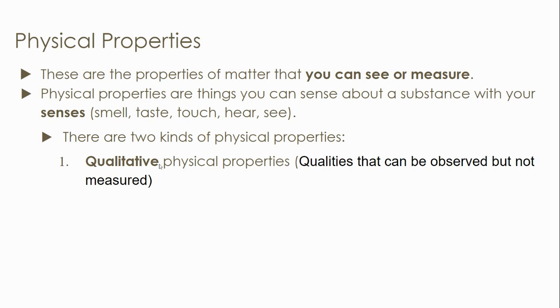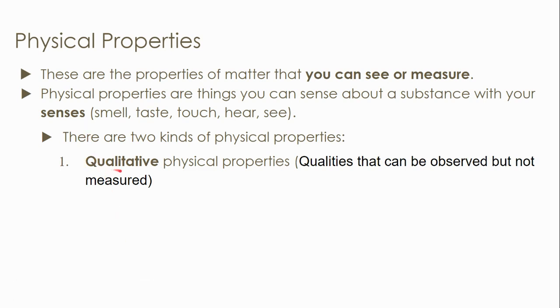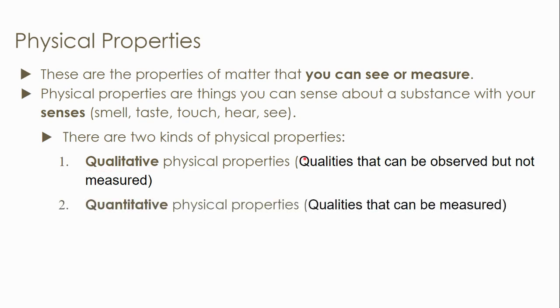One is qualitative, right? It has the word quality here at the beginning. So these are the qualities that can be observed but not measured. So they're all your senses. And the other one is quantitative, okay? And these are the quantities that can be measured. So is it 5 inches long? Is it 2 pounds? Did it take 20 seconds? That kind of stuff, okay?